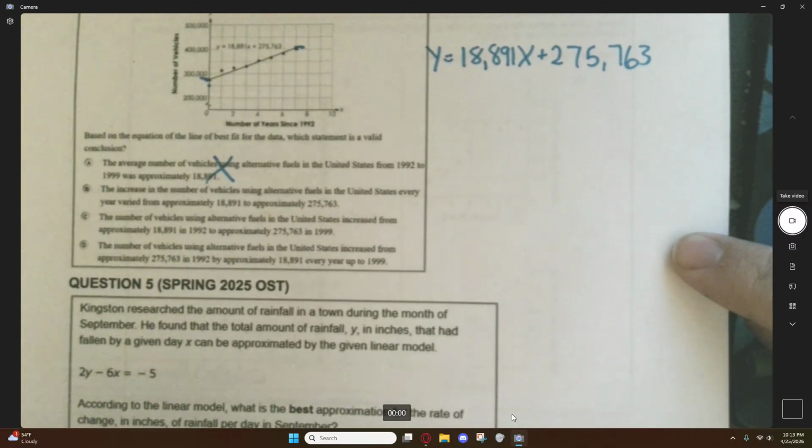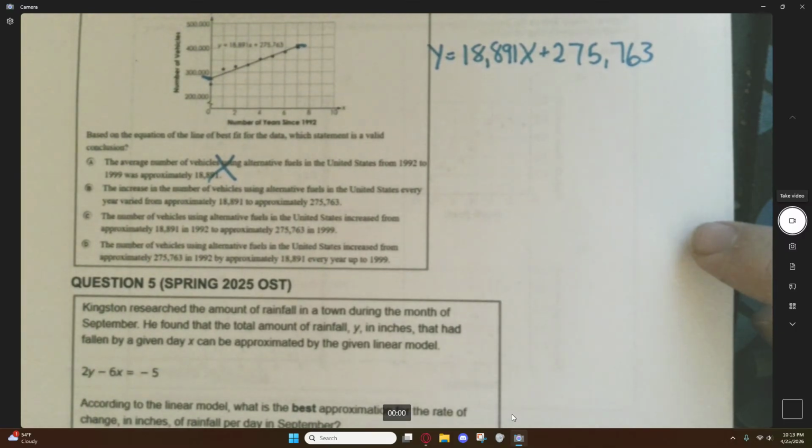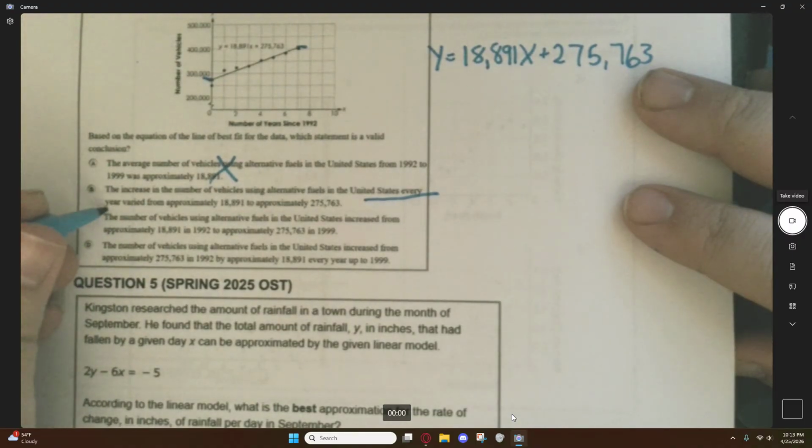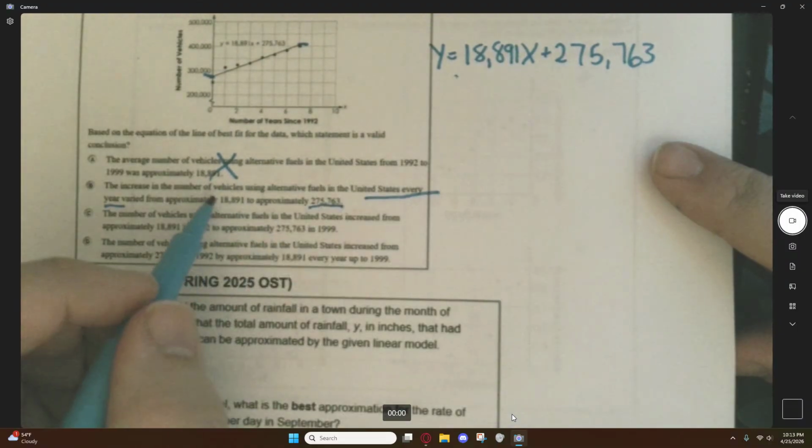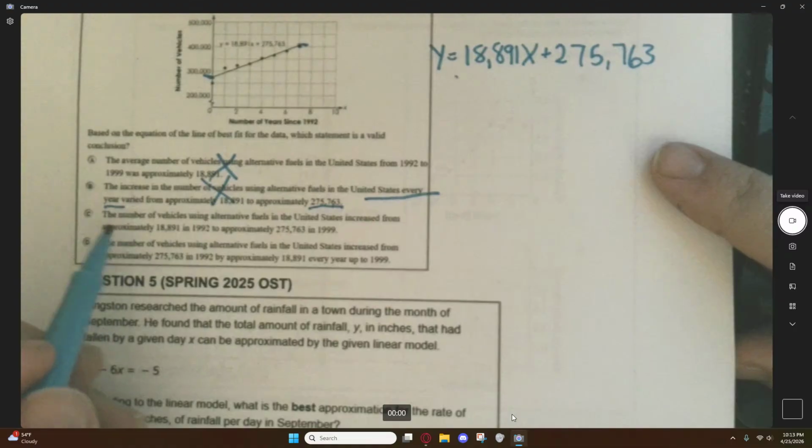B. The increase in the number of vehicles using alternative fuels in the United States every year varied from approximately 18,891 to approximately 275,763. This is getting closer. We have the fact that it is in the United States every year. Remember, we love hearing every year when we're talking about rate of change. However, this is insinuating that the slope gets as high as 275,000, which the slope is not. The slope is constant. So, the slope can't change.